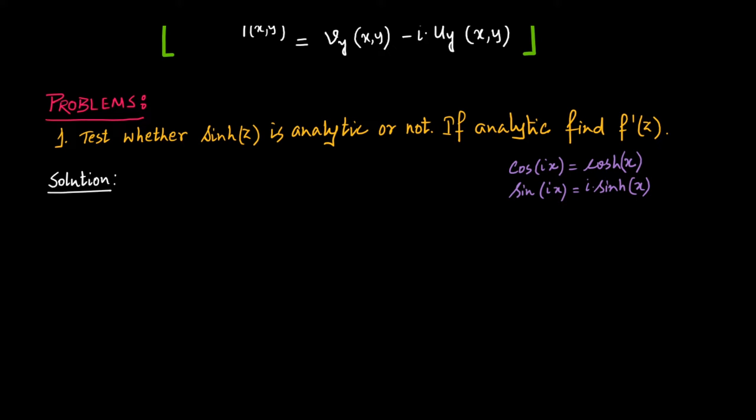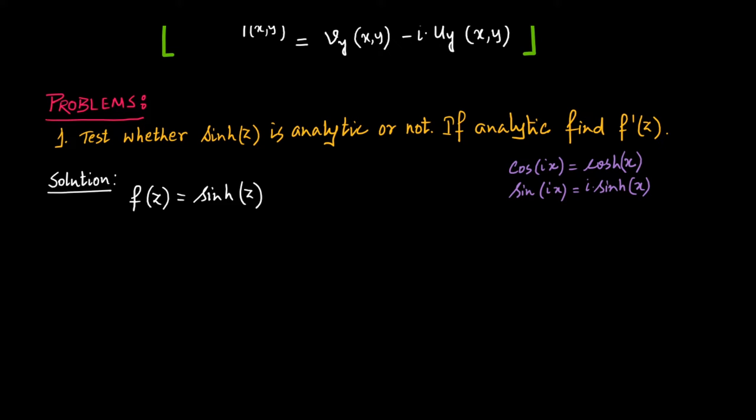Now let us solve this problem. Find here, f(z) is equal to hyperbolic sine z. The first task is to check whether it is analytic or not. Here we are talking about the entire complex plane. It's not that we are checking whether it is analytic at a particular point. So we can just check whether the sufficient condition as stated above is true or not.